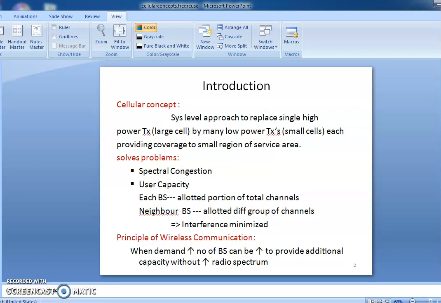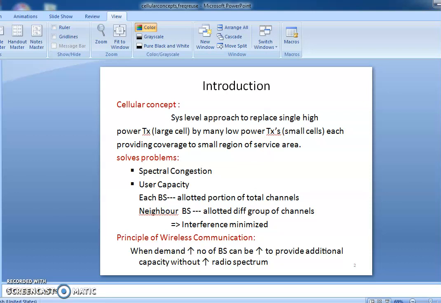Here, each base station will be allotted a portion of the total available channels. The neighboring base station will be allotted a different group of channels. Why is this done? Interference is minimized because the neighbors are not allotted the same group of channels. So overlapping of frequencies or overlapping of signals will not occur, and by this I am reducing the interference.